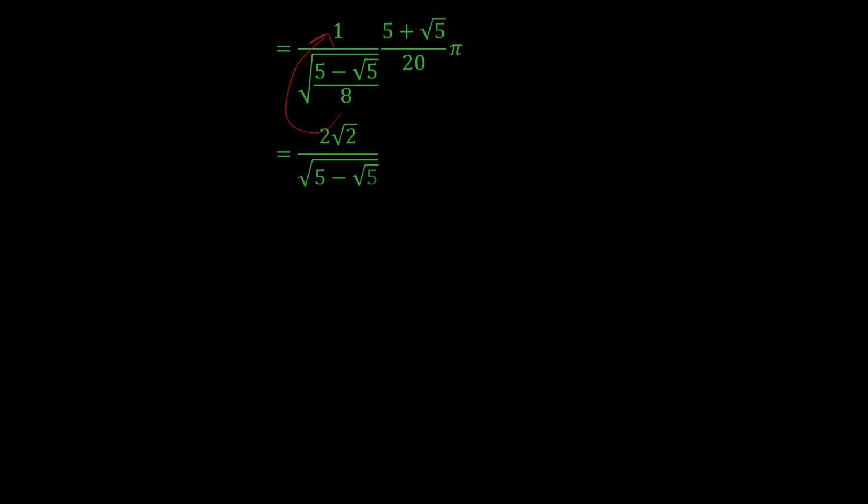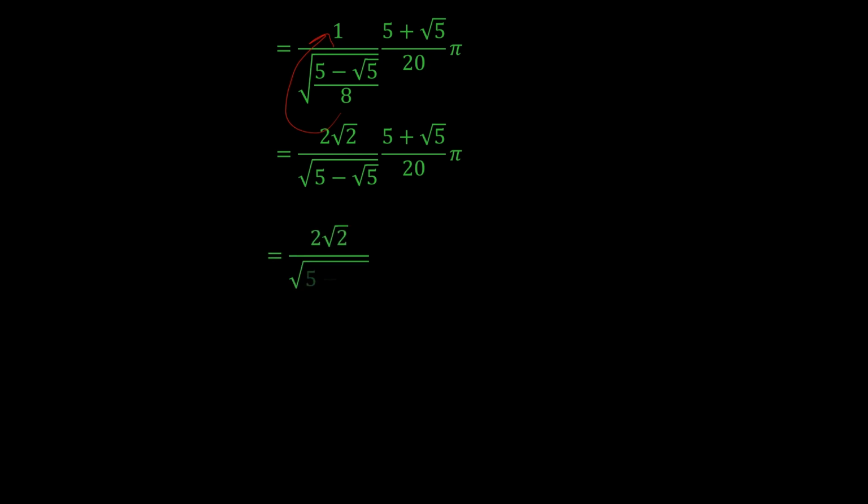Okay, and let's do some further simplifications. Since we already have 1 over square root of 5 minus square root of 5 over 8 times 5 plus root 5 over 20 pi, this 8 here can go up, square root of 20 can go up, and since we know square root of 8 is the same as 2 root 2, we have 2 root 2 over 5 square root of 5 minus 5 square root of 5.